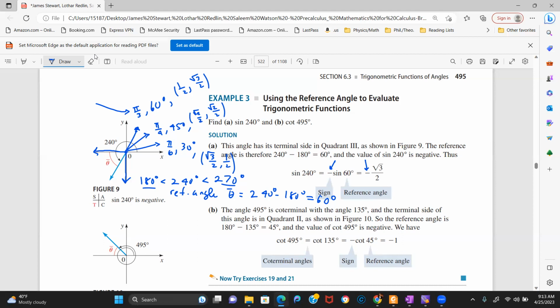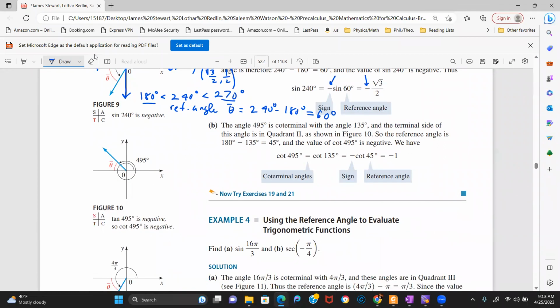All right, so now for cotangent. First of all, a 495-degree angle can be written as, let's see, I can't even do that in my head, honestly. Let me just think about this for a second. Try to actually pull up the calculator.